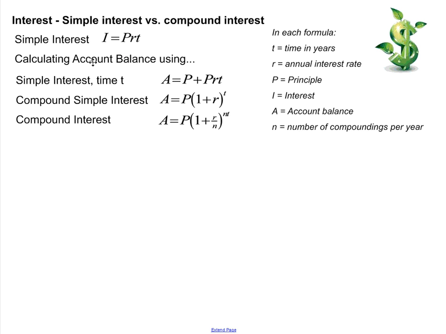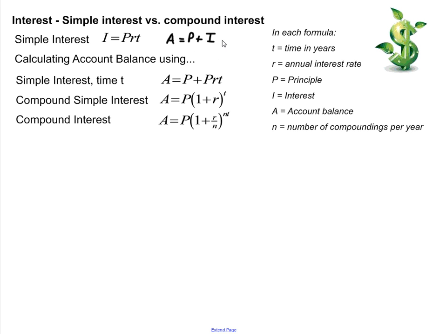Well, we want to be able to calculate an account balance. Now, if we were just doing it with simple interest, the account balance would be equal to the principal plus the interest, right? Principal plus interest gives you the account balance at the end of the year. If you have $100 that you invest at 3%, that means at the end of the year you'll have $103 in that bank account.